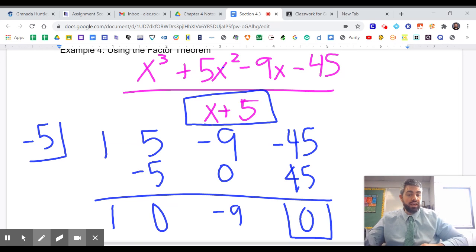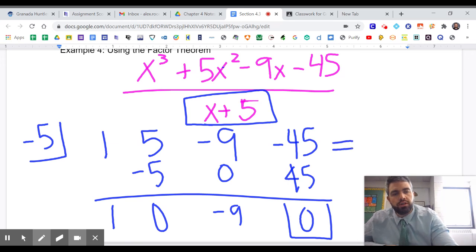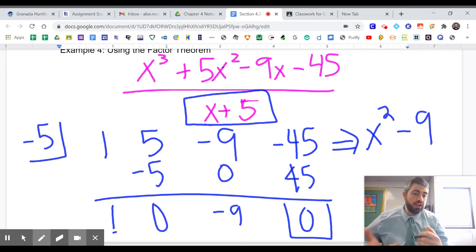And then from here, we can actually figure out what our next factors are by having our new solution, right? So that would be x squared, and then 0x, and then minus 9. And from here, you can factor this out and find the other two roots, okay?